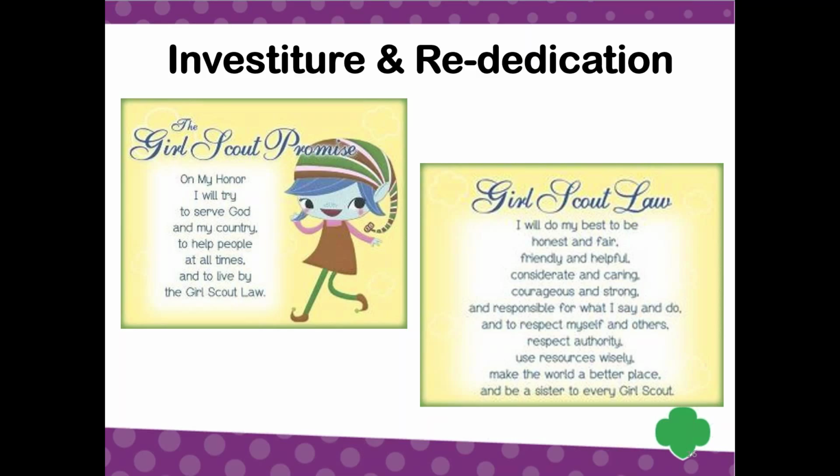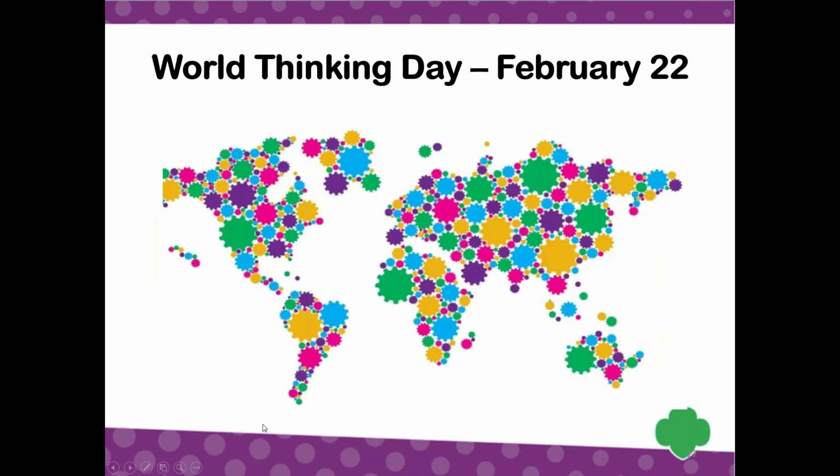But just to reiterate, the council does have bridges to loan to service units or to troops. Flags are available. All you need to do is contact our registration department, and they can help you with that, or email customercare@gsneo.org. And you can definitely find all sorts of different scripts for investiture ceremonies and rededication ceremonies, just in case. We all know the promise and we all know the law, but if you want a beginning, middle, and end to your ceremony as well.